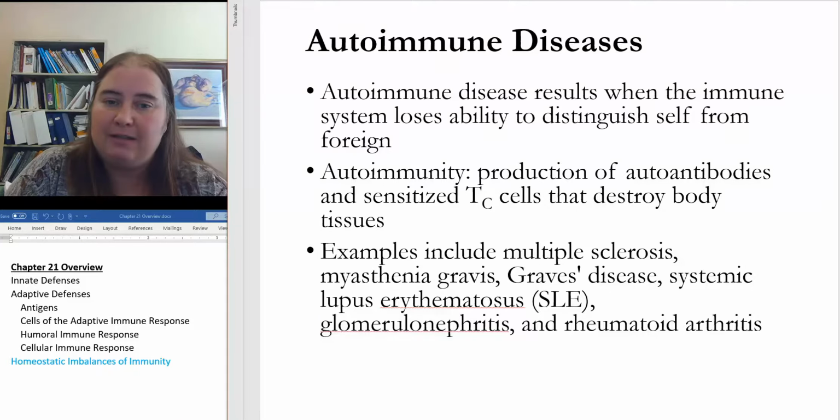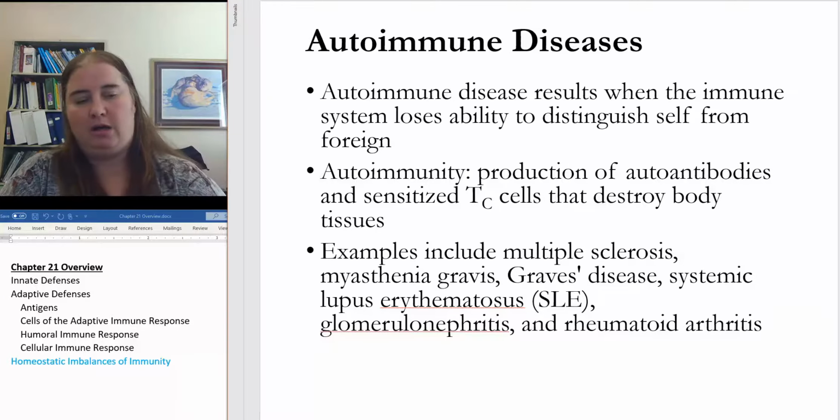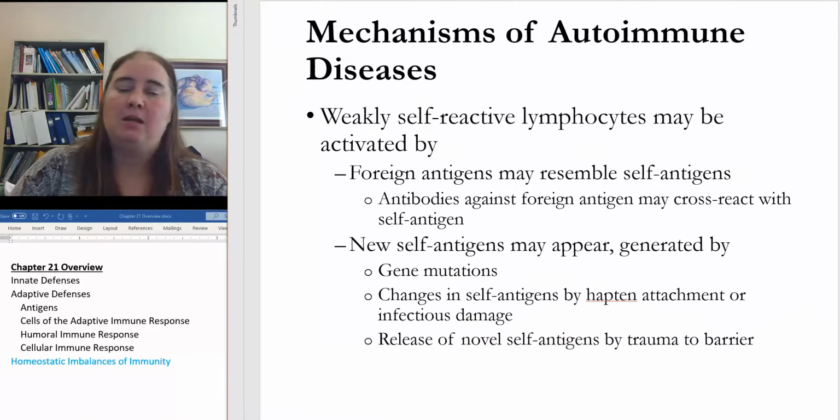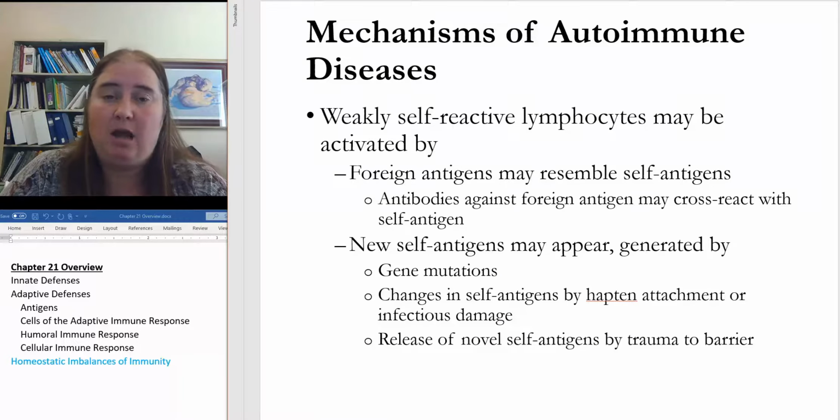Myasthenia gravis, okay? This is also a neuromuscular condition. It's characterized by different degrees of muscle weakness. Again, another autoimmune disease. Graves' disease, a condition of the thyroid. And then we have lupus and glomerular nephritis, as well as RA or rheumatoid arthritis, which is also an autoimmune disease.